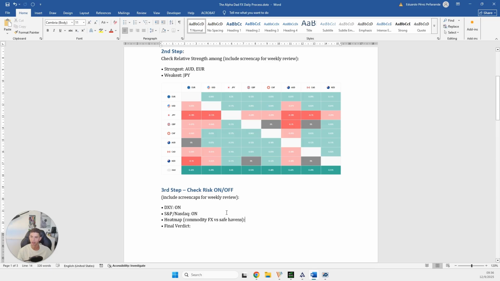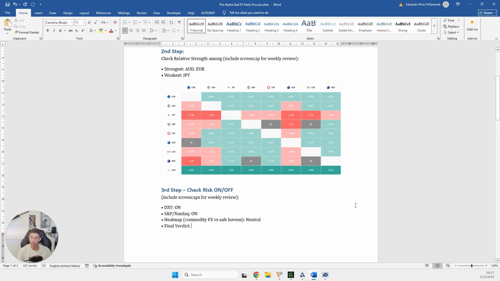And the safe havens, USD, JPY, and CHF, right? We have a mix. Look, USD is barely green, you could say. JPY is fully red, strongly red. And then we have CHF, slightly green again. So we have a mixed scenario. So in matters of currencies, commodity FX versus safe haven, we could say it is neutral, all right?